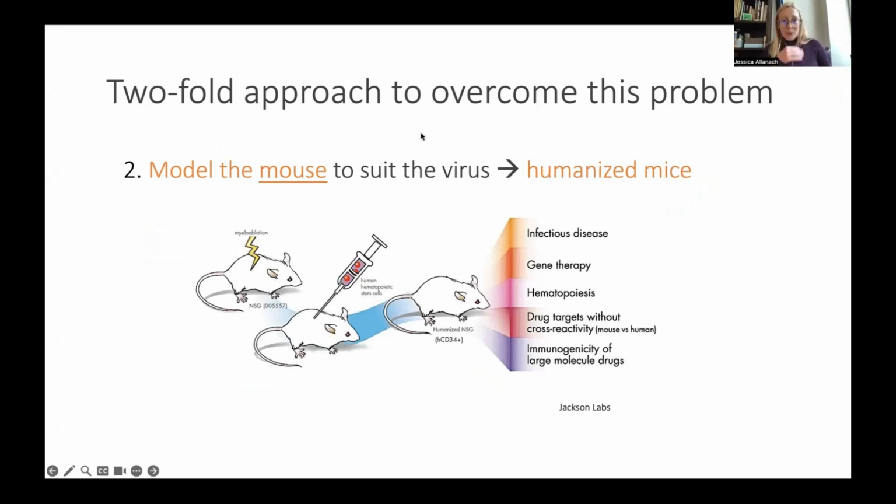Okay, and then the second approach here is to model the mouse to suit the virus, which is using humanized mice. Humanized mice, in our case, don't necessarily refer to genetic humanization or transgenes. What we mostly mean is the engraftment of human immune system components into immune deficient mice. There are a few ways you can do this. You can transfer mature human blood cells, which is what I'm going to be speaking about, but you can also engraft hematopoietic tissues, stem cells, in order to reconstitute the mice with whichever subsets you're looking for.